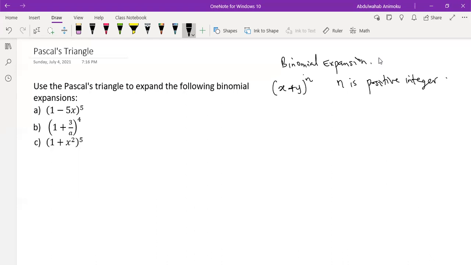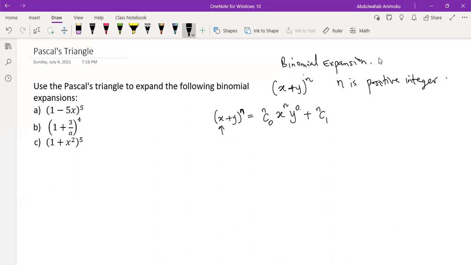The classical way of expanding this is as follows. In each term of this expansion, you're going to have a coefficient followed by a variable part. First, we use n combination 0. Then we take the first term to the highest power and the second term to the lowest power. The highest power is n, the lowest power is 0. Then for the next term, we move one step further.